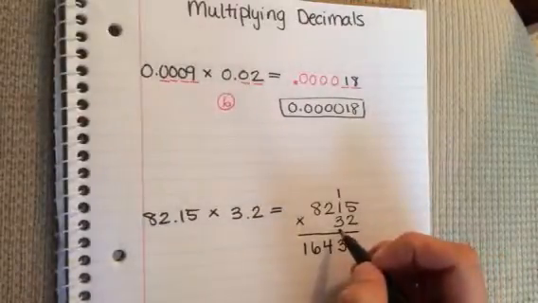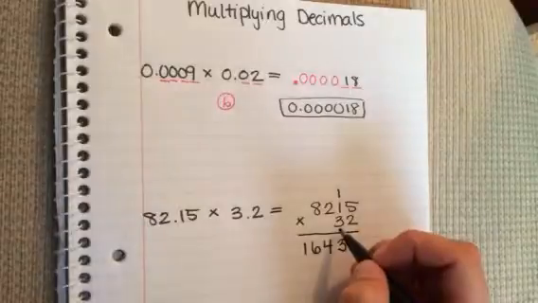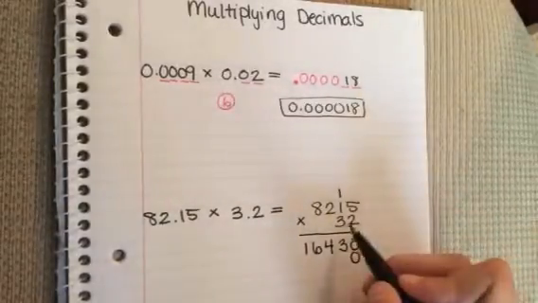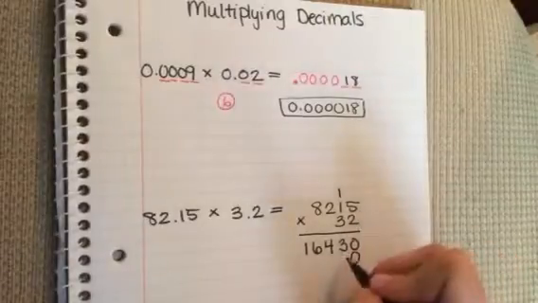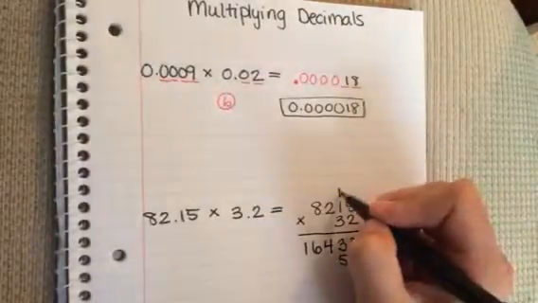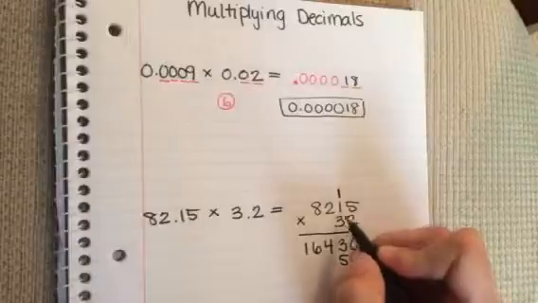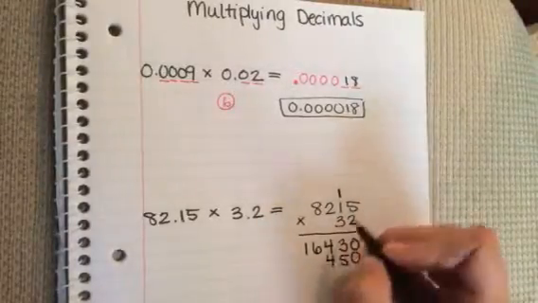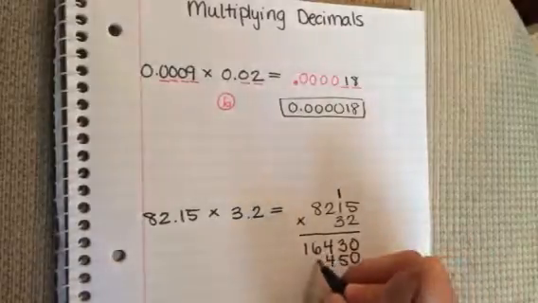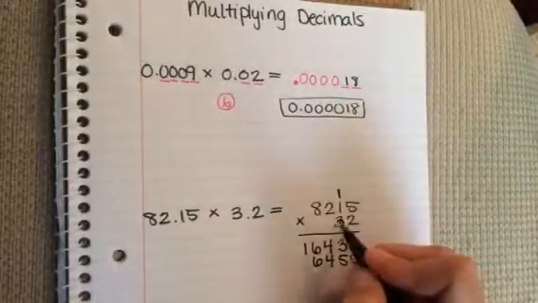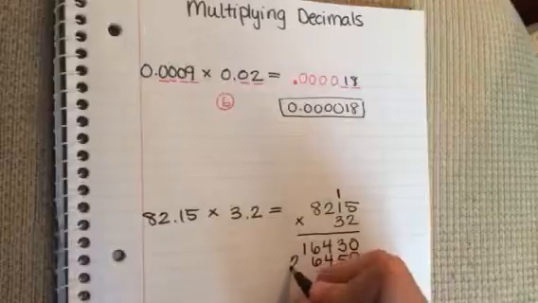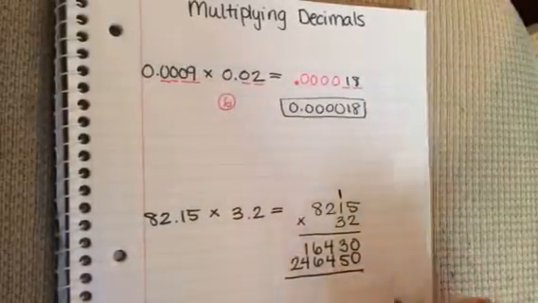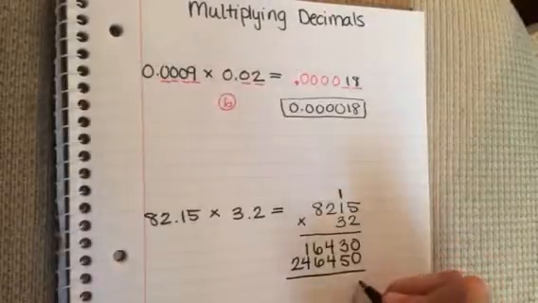Moving on to my, this is really not a 3, it's really a 30. So to deal with that, I'm going to go ahead and hold a place value in my ones column. 3 times 5 is 15, carry the 1. 3 times 1 is 3, plus that 1 is 4. 3 times 2 is 6. 3 times 8, 24. And then of course I'm going to add both of these together.